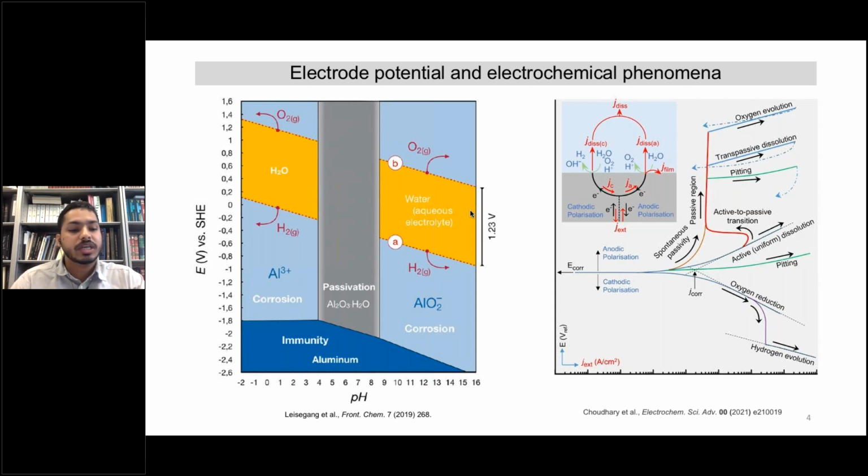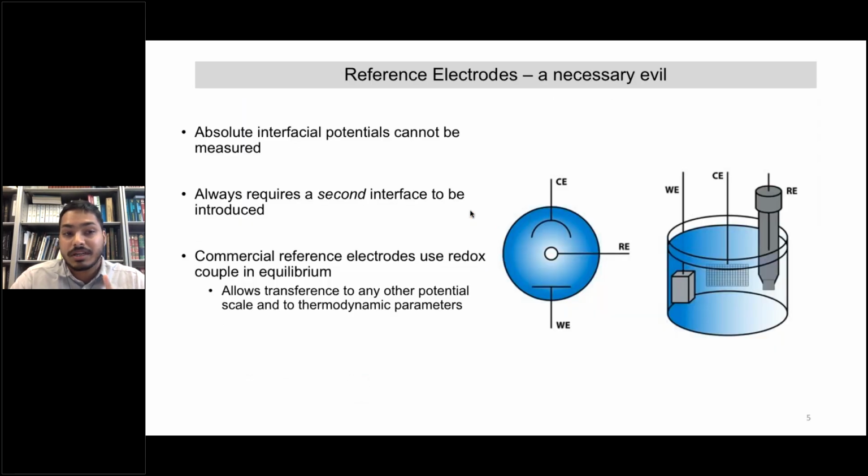Now the question comes up: how do you measure the surface potential, even during free corrosion or during a polarization test? Well, measurement of absolute potential is not possible. What you can do is measure the potential difference between two surfaces. It means you need an additional interface with a relatively stable potential, and that's where the reference electrode comes into the picture. Most commercial reference electrodes use a redox couple in equilibrium with the surface, so that fixes the potential of the reference electrode.